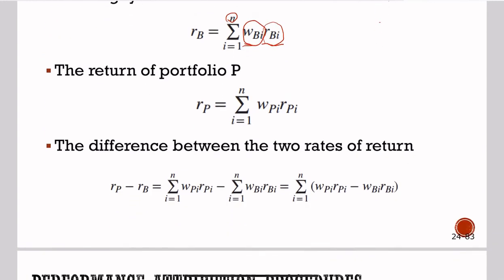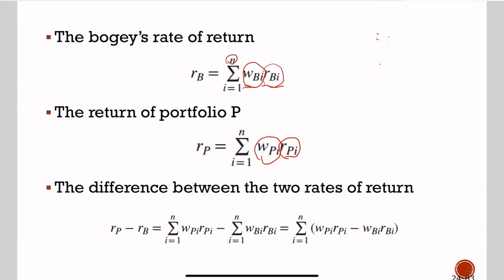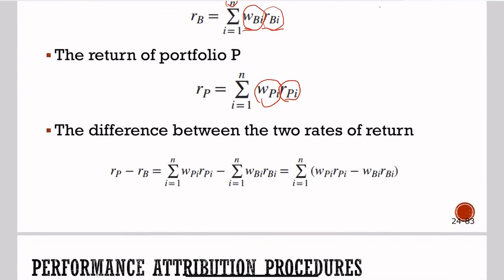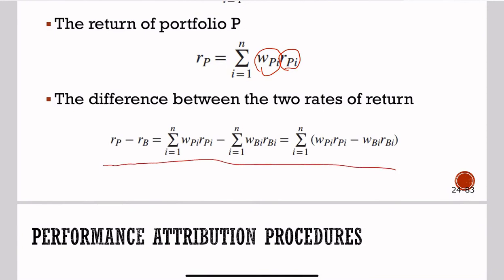And then for portfolio P, you can see that W_Pi basically means the portfolio weight of asset i in portfolio P. R_Pi is the return of asset i in portfolio P. Right? Basically, to calculate the bogey portfolio's return, you will use the weighted average returns. And the same result holds for portfolio P here. And then you will calculate the difference in the returns between these two portfolios.